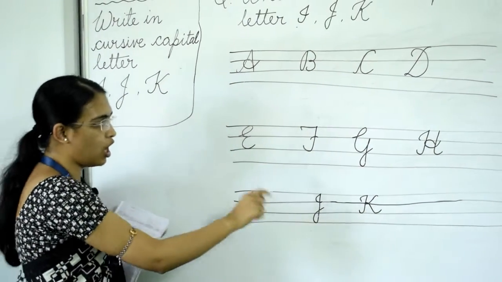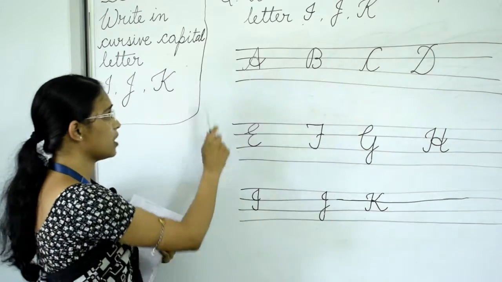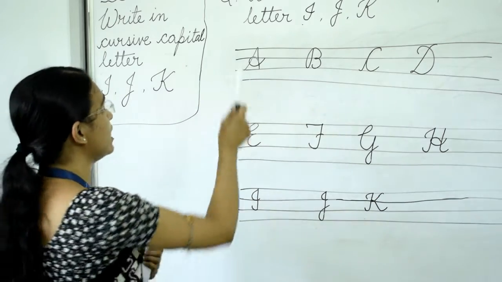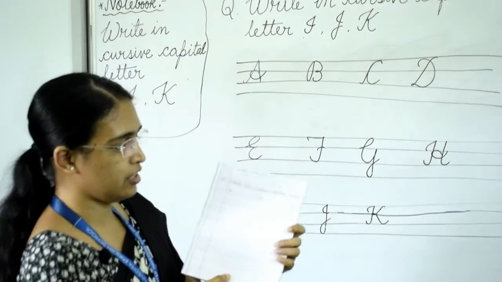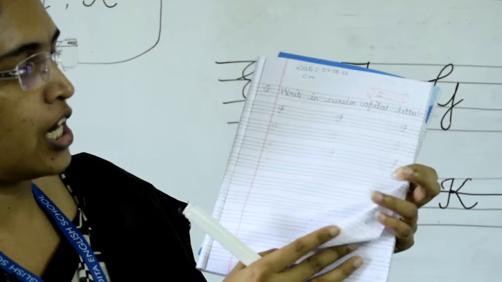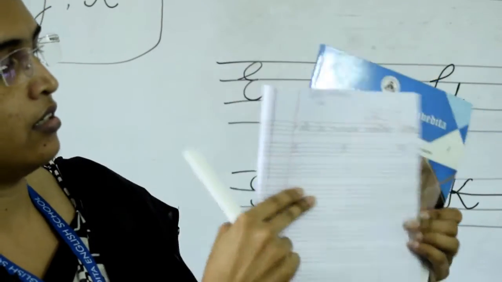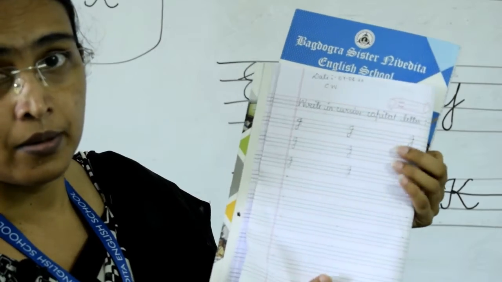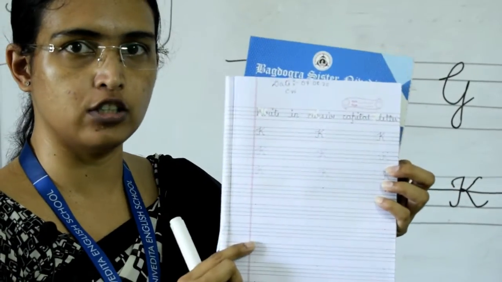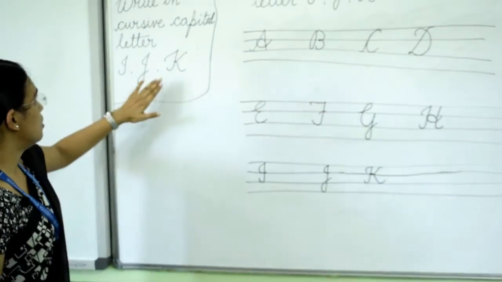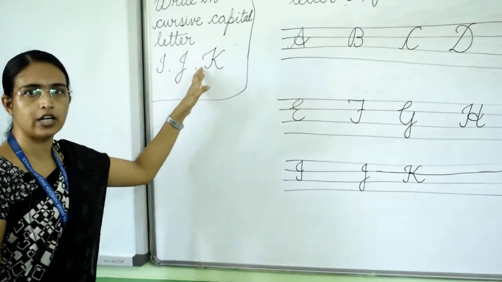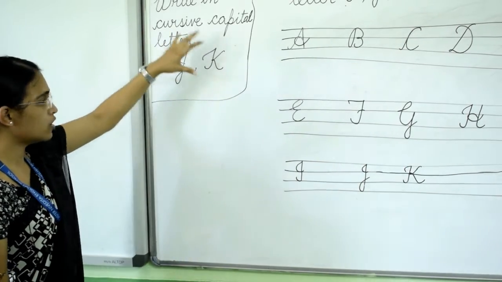So learn all this at home and practice cursive capital letters from A to K at home, okay? And write this question in your CW copy like this, and tell your parents to write I, J and K on a separate page like this. Then you have to write it by yourself, okay? And in this way you have to write cursive capital letters I, J and K in your HW copy also. So this is your homework.